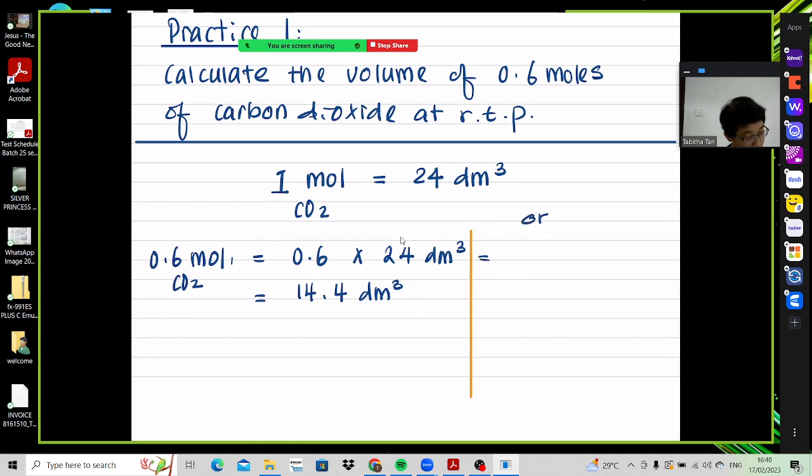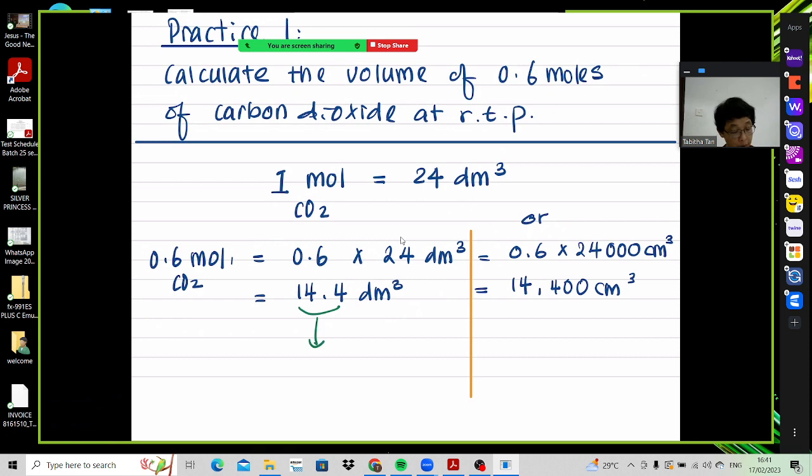0.6 times 24,000 cm cube. There you go. So you can take 0.6 times 24,000, then your calculator will show you 14,400 cm cube. Or you can do the conversion from here.